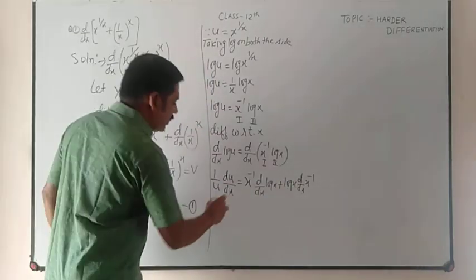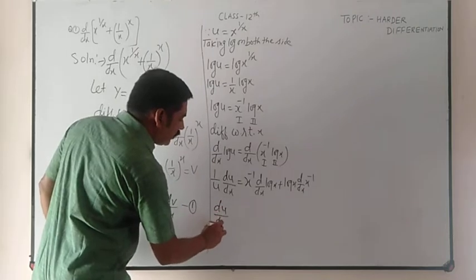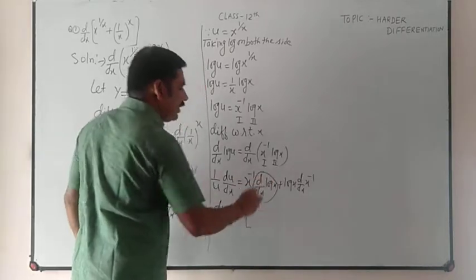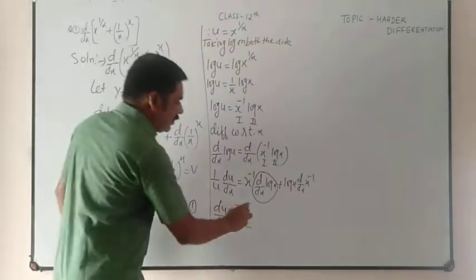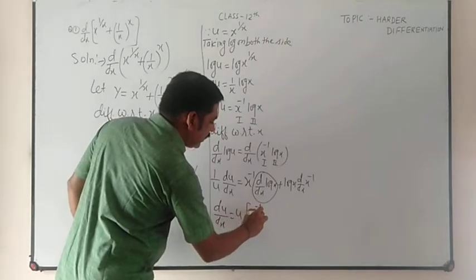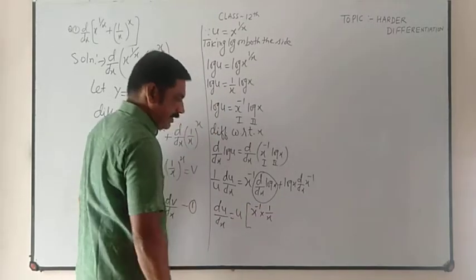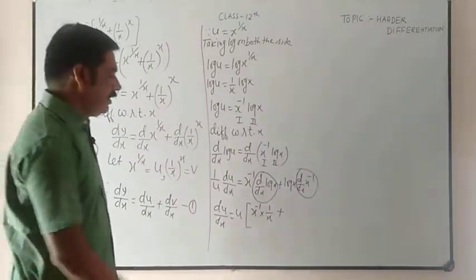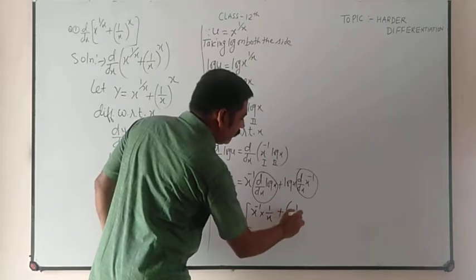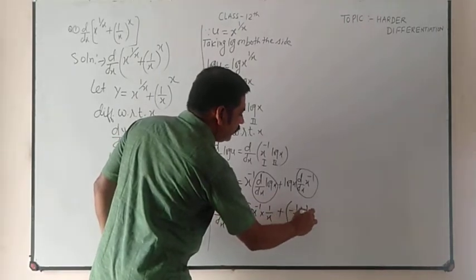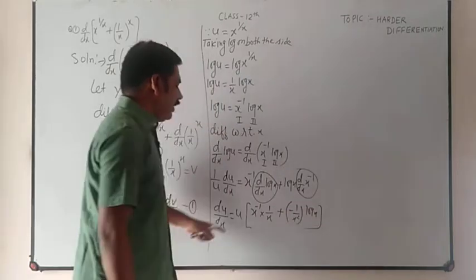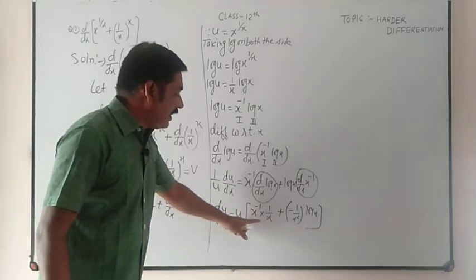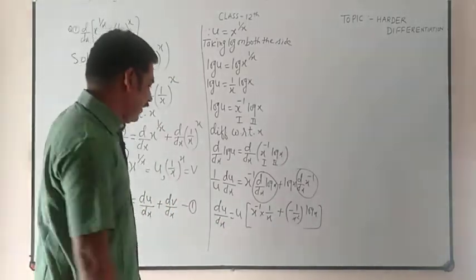Clear? Now cross multiplication of u. So du upon dx is equal to u. Differentiation of log x is 1 upon x. So x inverse into 1 upon x plus differentiation of x inverse, which is minus 1 upon x square, into log x. Clear? Now shift this x inverse and write it as 1 by x. So this x and this x make 1 upon x square.